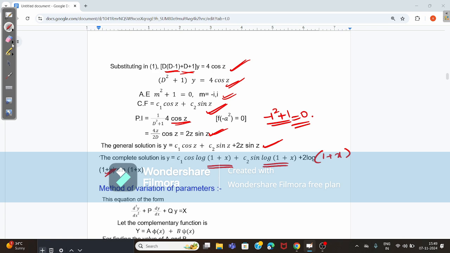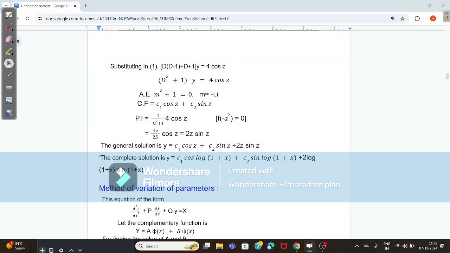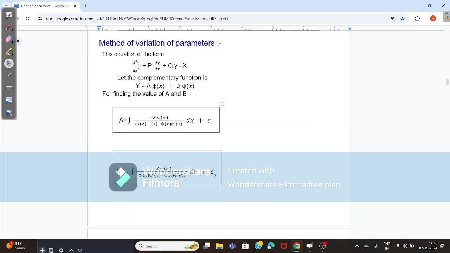Now continue with the next concept: method of variation of parameters. This equation is of the form d^2y/dx^2 + P dy/dx + Q y = X. In the previous lecture I told you about another method. In this method you have the linear equation, Bernoulli's equation, and similar ones. Linear equation is in this method only. In that case you have 0 here, and here you have X. Now let the complementary function be y = a phi(x) + b psi(x).